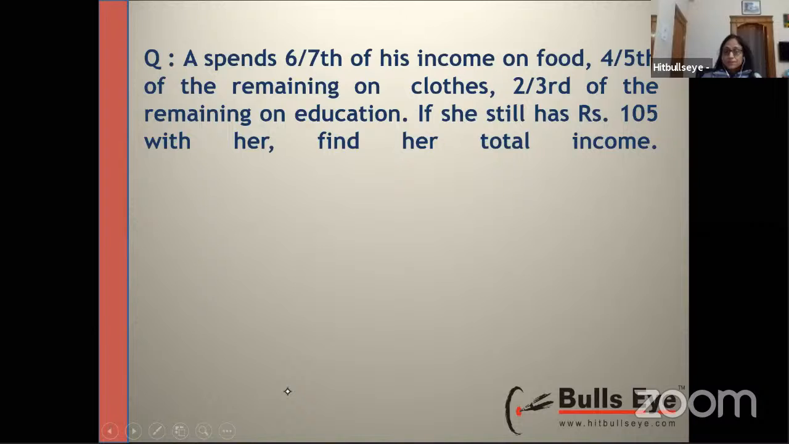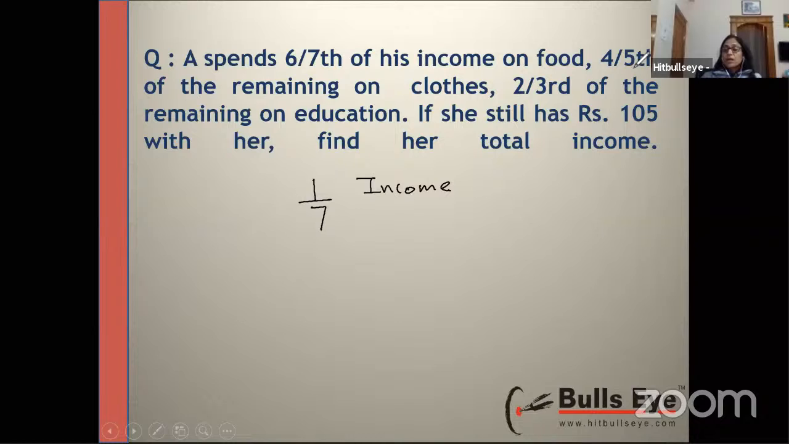This person is spending 6/7 of his income on food. This much is spent. Spent means consumed. 6/7 of the income has already been consumed by him. How much is left after this first stage? First stage says he has consumed 6/7. So what is left with him is 1/7, right? Of what? Of the income.